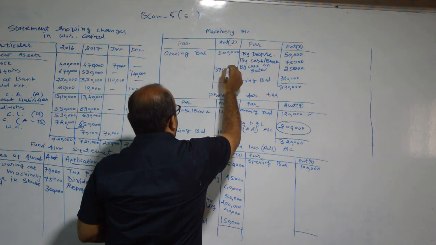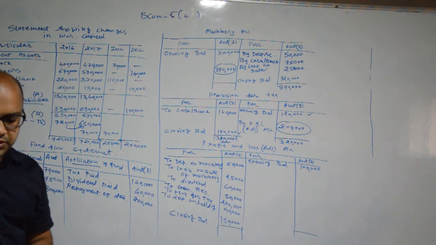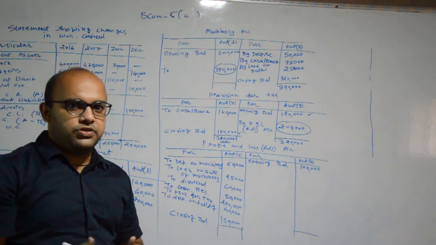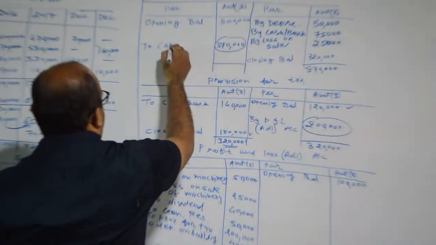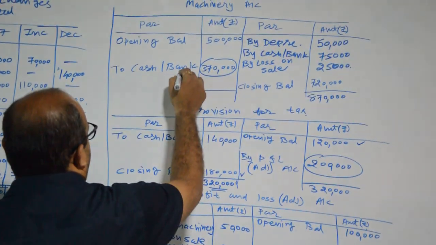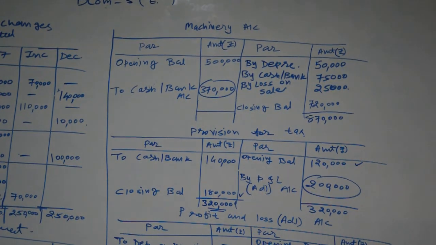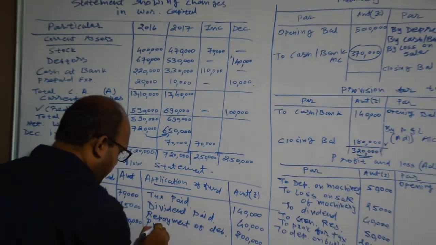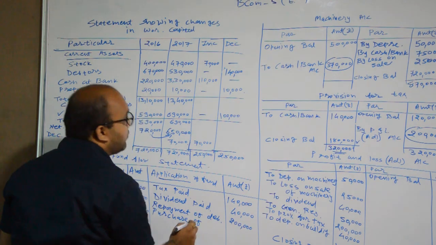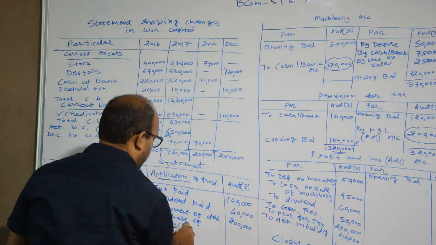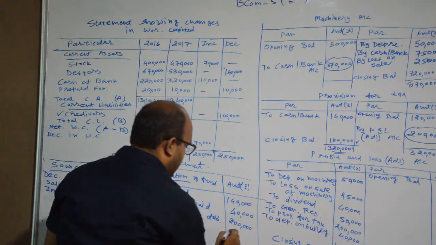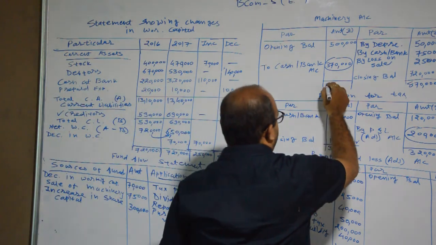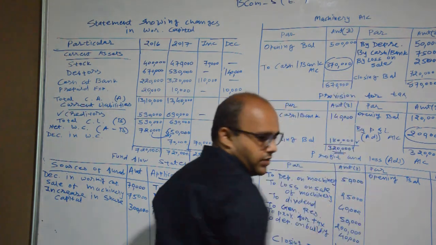When there is difference at debit side of machinery account, it shows that there is purchase of machinery. So entry will be machinery account debit to cash or bank account. Okay, and second effect will be given on application of fund side. Okay, purchase of machinery 3,70,000. Okay, then account of machinery will be closed.